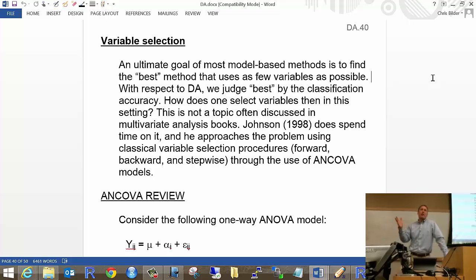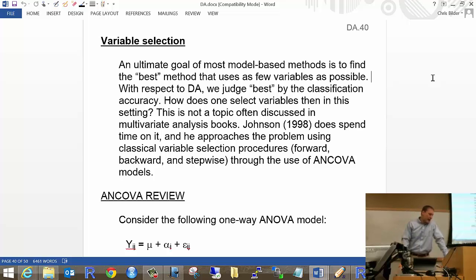And so you might think, well, why don't we just look at the correct classification rate? Well, let's say you have p variables. How many different possible models could you have? 2 to the power p. So if you have 10 variables in your data set, that's 2 to the 10. That's a lot of models that you have to look at and evaluate these correct classification rates for. So that's why it's typically not done.